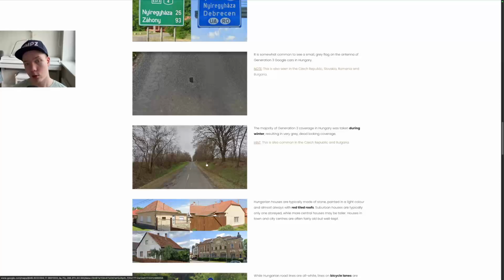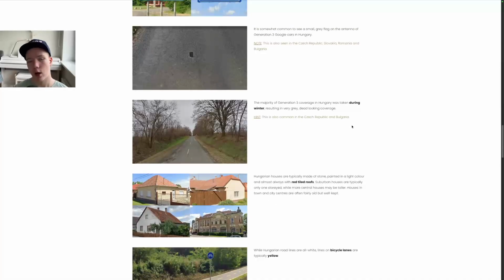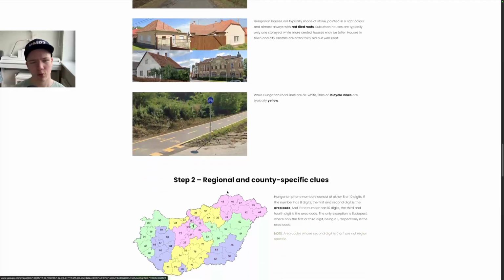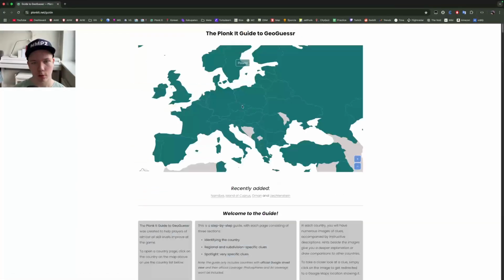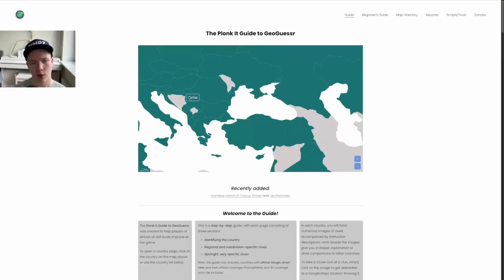It was taken during winter, a lot of the Gen 3 coverage, so it can look like this, but also in Czechia and Bulgaria you can see that. Red tiled roofs: in Romania, if you see actual tiles on roofs, you're normally closer to Hungary. And bicycle lanes, I mean, you don't really see bicycle lanes too much at all in Hungary. So I'll leave Croatia for Southern Europe, and I'll actually leave Czechia for Western as well.